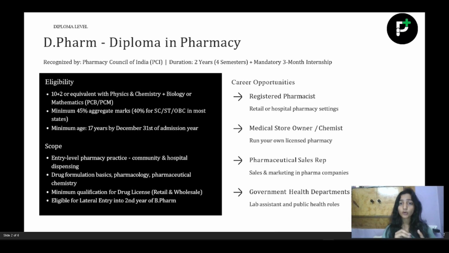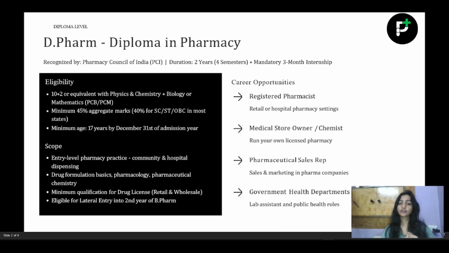The points to be noted: D.Pharm is the minimum qualification which is required for drug licensing. And also, it makes you eligible to get your lateral entry in B.Pharm second year. You just need to skip first year. Directly in B.Pharm second year, you can get enrolled.